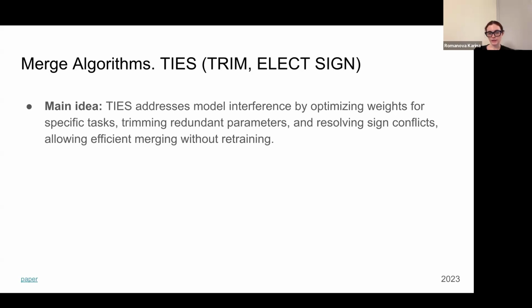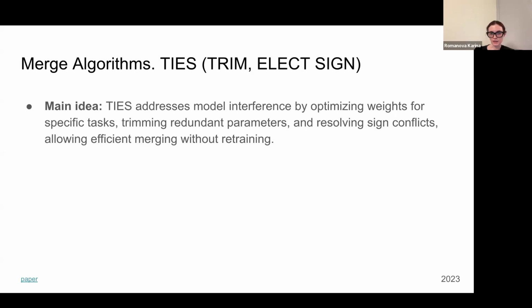In the trimming phase, the algorithm identifies and removes redundant parameters that do not significantly contribute to the model's performance. This reduction in parameter redundancy helps in streamlining the model, making it more efficient and less prone to overfitting.